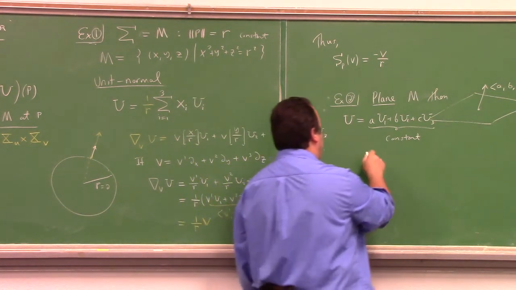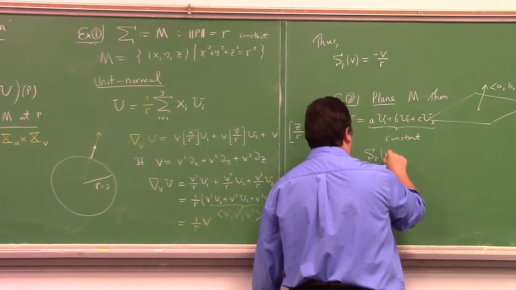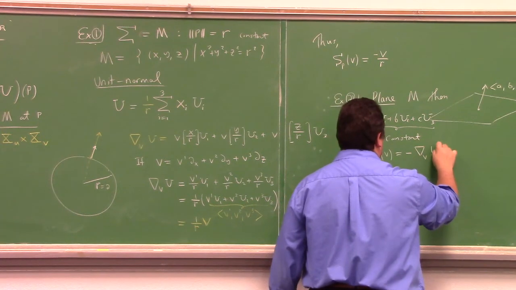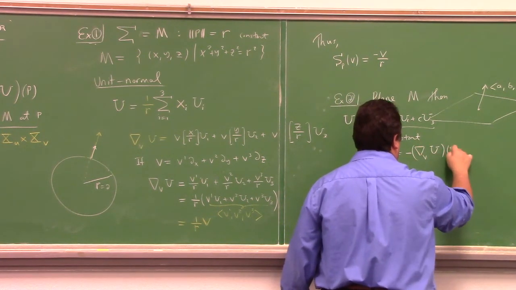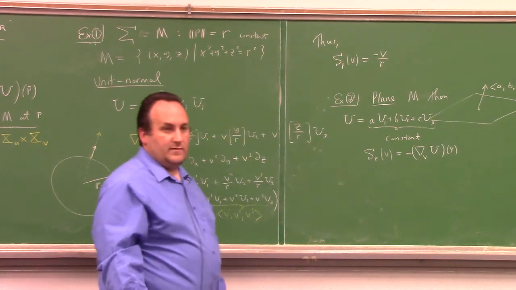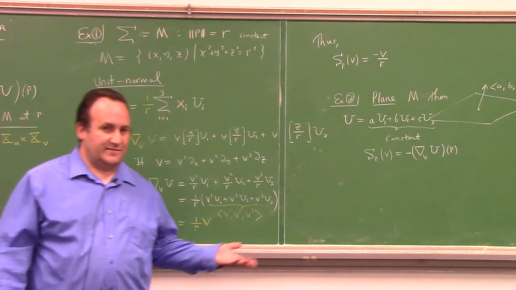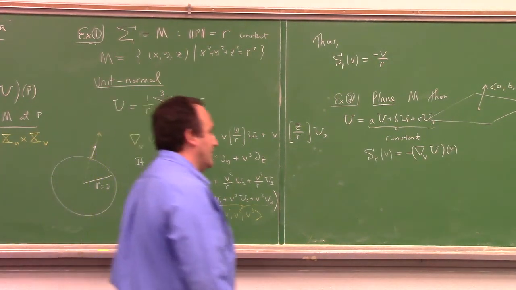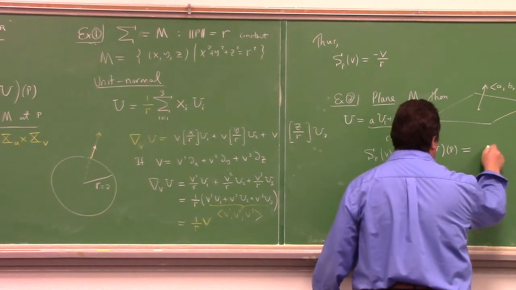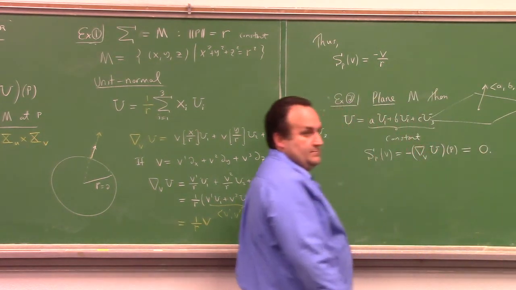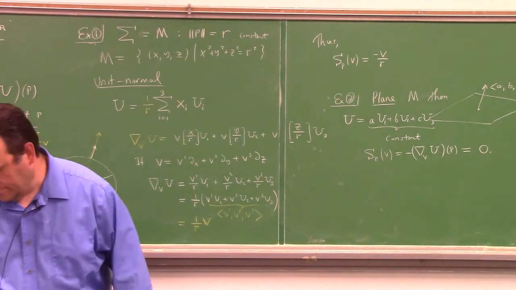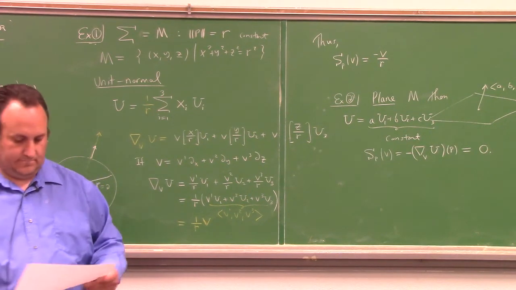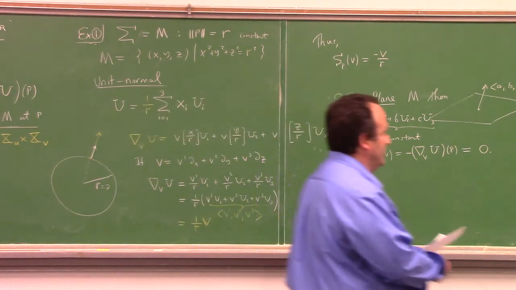So what's the shape operator? Minus the covariant derivative in the v direction of u at the point P. What's the covariant derivative of a constant vector? What did we learn before? The derivative of a constant is 0. So the shape operator on the plane is straight up 0. How about a cylinder?